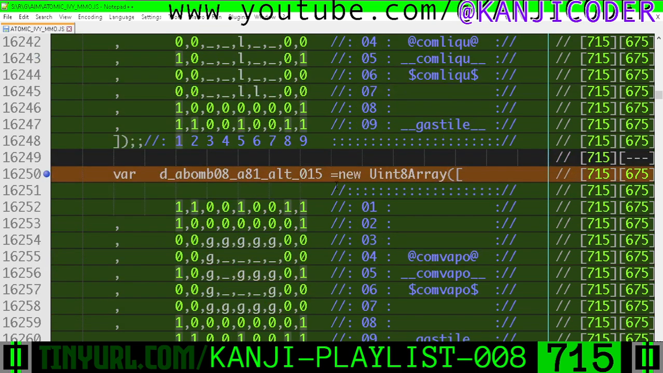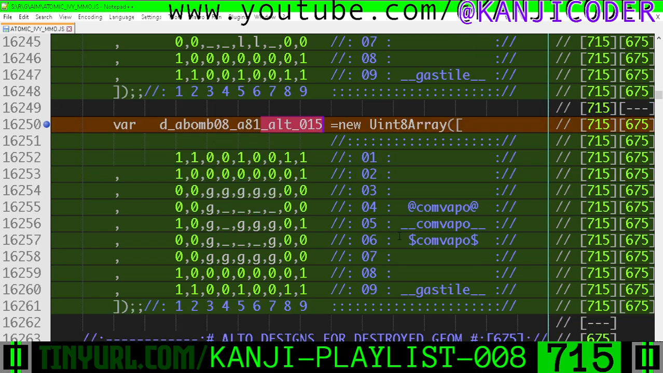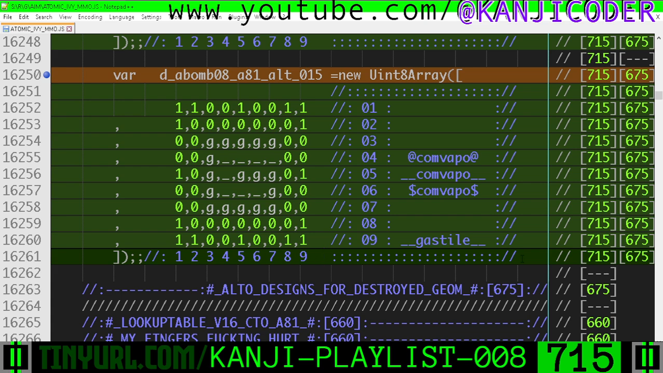And then finally, alternate graphic 15, that is a vapor tile on fire, so we're going to put a little G for gas in the middle. Yes, it should technically be a V, but a V is a lot harder to draw than a G, so I'm not even going to try.